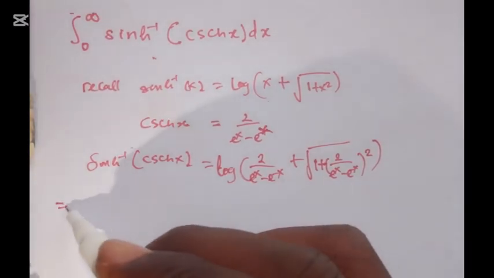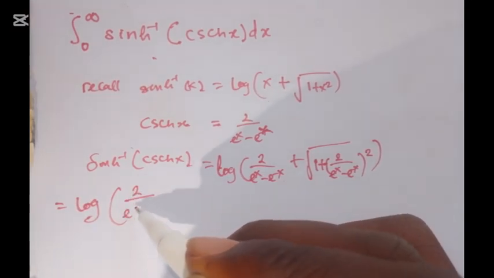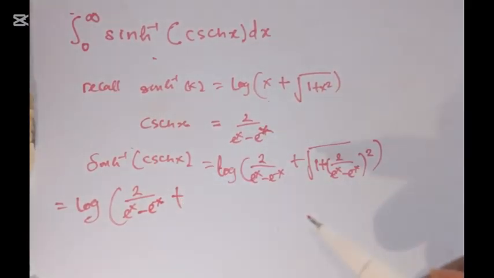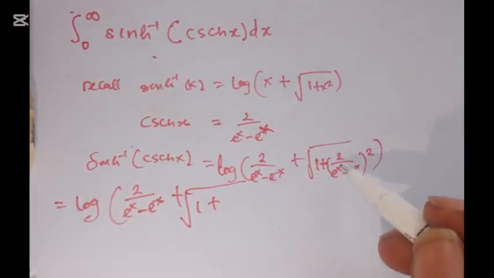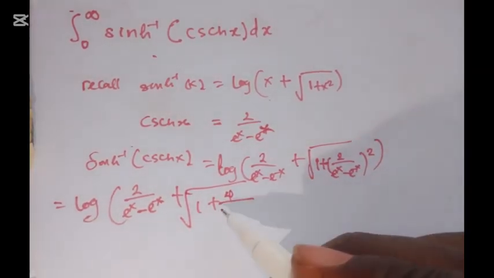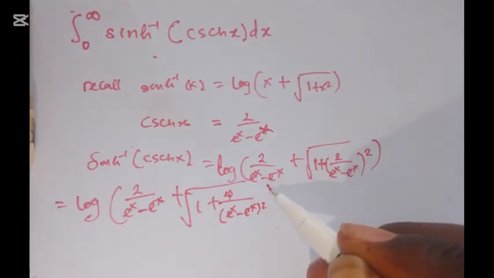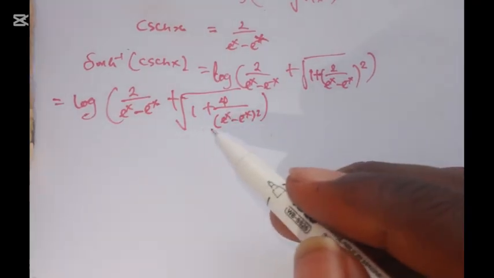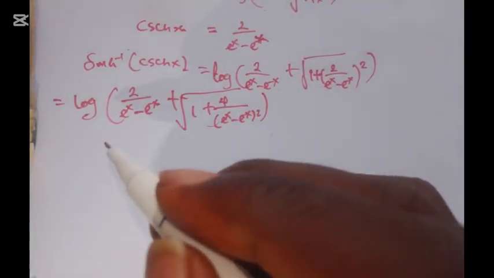So now let's move on. This will now be equal to log of 2 over exponential x minus exponential negative x, plus the square root of 1 plus, now 2 to the second power will give us 4, so we have 4 over exponential x minus exponential negative x also to the second power. Then we close the bracket. Now moving on, we have to simplify the term inside the square root.